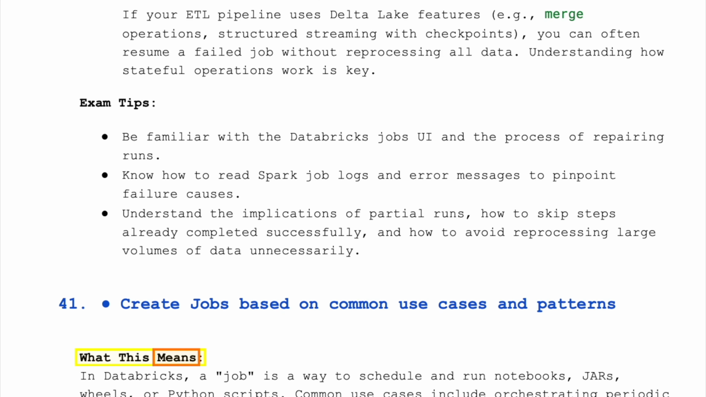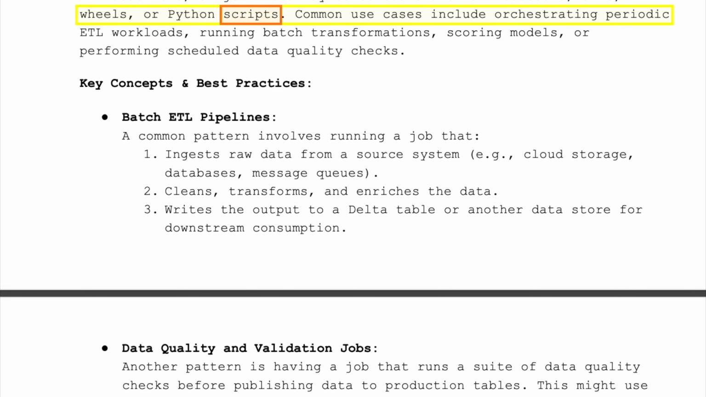41. Create jobs based on common use cases and patterns. What this means: in Databricks, a job is a way to schedule and run notebooks, jars, wheels, or Python scripts. Common use cases include orchestrating periodic ETL workloads, running batch transformations, scoring models, or performing scheduled data quality checks.